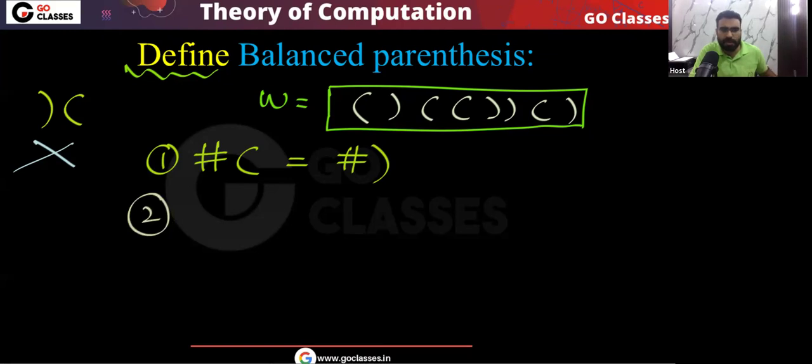Remember, in the balanced parenthesis, let's assume you have this string W, which is a balanced parenthesis. If at any point, for example, you are standing here, and at this point you see a right parenthesis, then tell me, for this right parenthesis, where will be the left parenthesis?